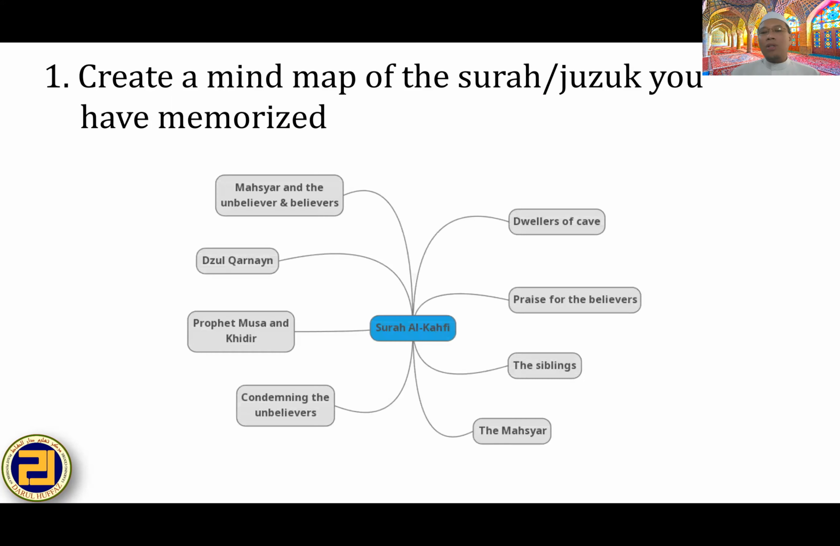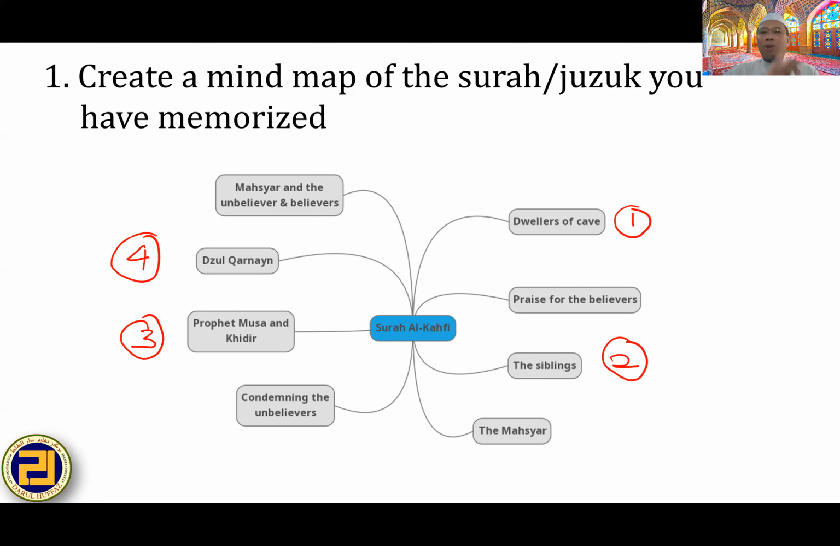Surah Kahfi contains wonderful stories, but there are 4 stories that are noteworthy and quite lengthy. Number 1 is the story of the dwellers of the cave. Number 2 is the story of 2 brothers, which we call the siblings. Number 3, the story of Nabi Musa and Nabi Khidir. And number 4, the story of Dhul Qarnayn. In between these 4 stories, there are smaller statements and stories, the sub-stories, the subplot of that whole surah.